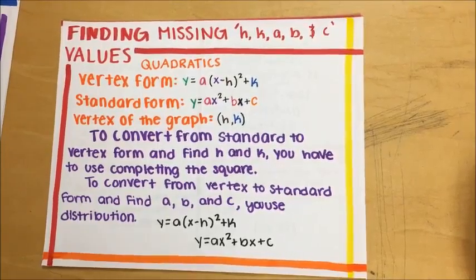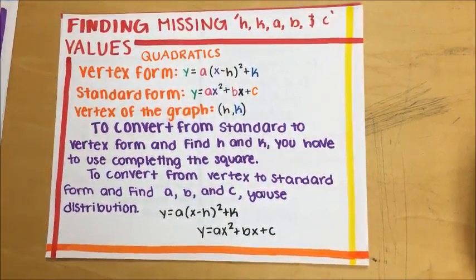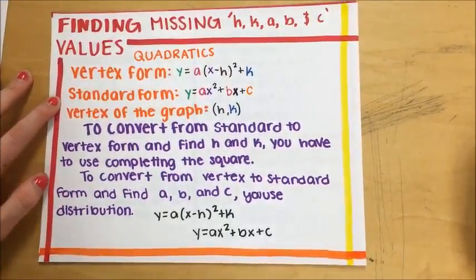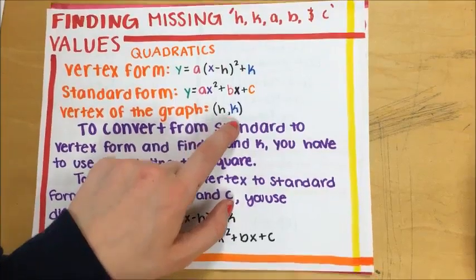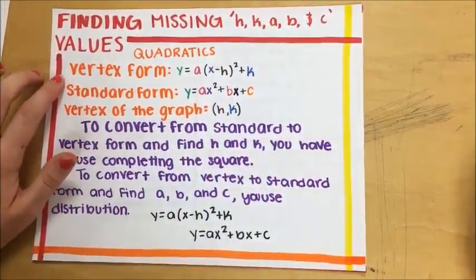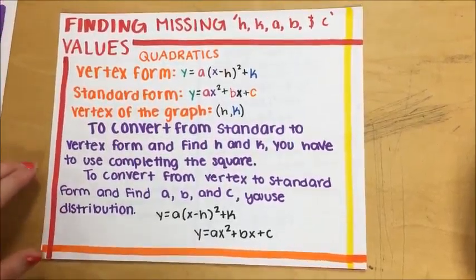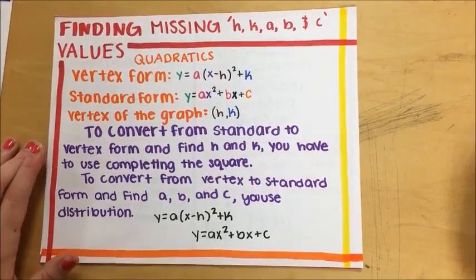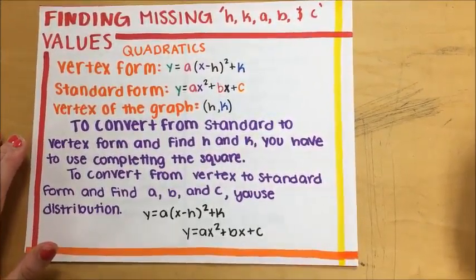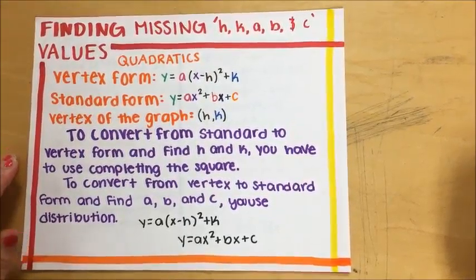Alright, finding missing h, k, a, b, and c values. So like the slides before this, you need to use vertex and standard form. The vertex of your graph is going to be (h, k), which is right here, that's why it's called vertex form. And this has already been gone over, but that's okay. To convert from standard to vertex form and find h and k, you have to use completing the square. And to convert from vertex to standard form and find a, b, and c, you use distribution.